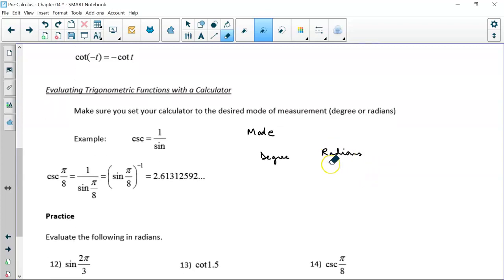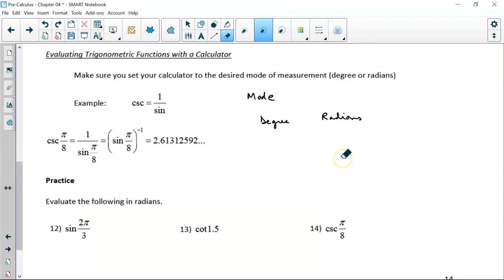Now, your calculator does not have a cosecant button. So if you're looking for cosecant of theta, you have to do 1 over the sine of theta. If you're doing secant of theta, it's 1 over the cosine of theta. If you're doing cotangent of theta, it's 1 over the tangent of theta. You have to divide 1 by whatever you're looking for.